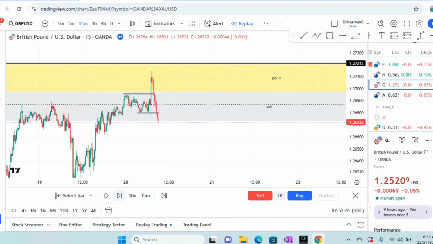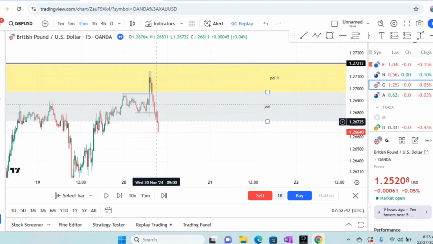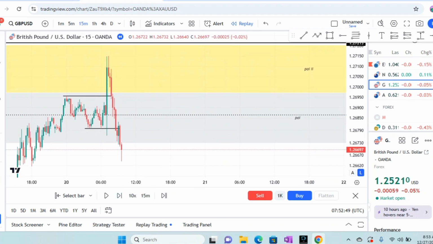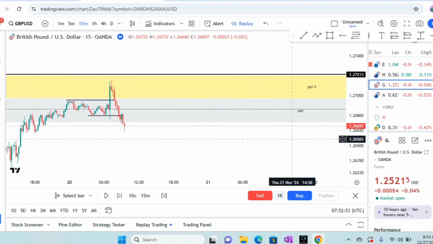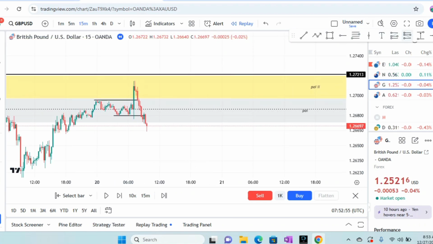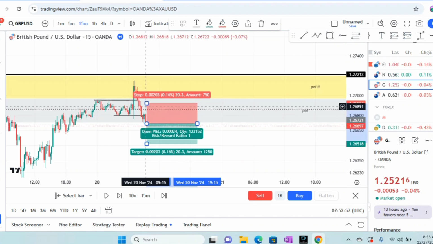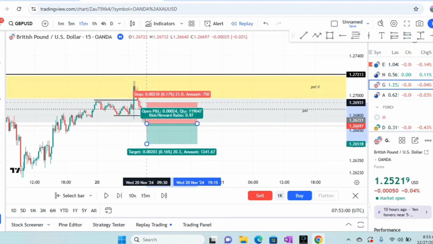So let's see what it's going to give us. Now this is a valid pullback here, and then a breakout strategy. So what I'm going to do now is I'm going to bring my short tool, short. Okay, I'm going to risk 20 pips on this trade, just 20 pips.